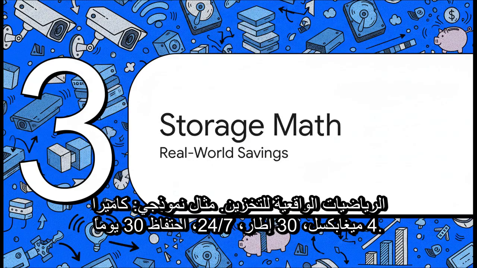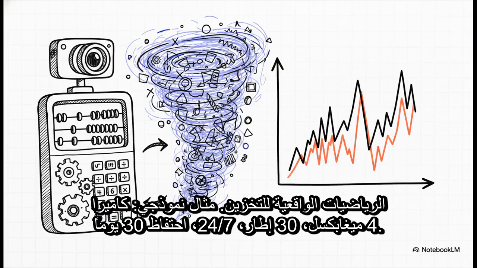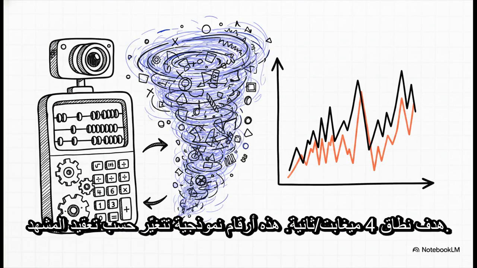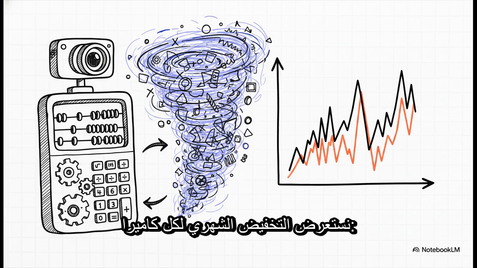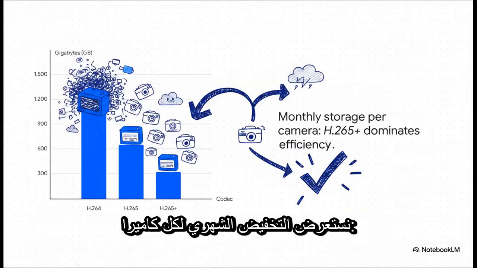Real-world storage math. Now for the fun part. Understanding how this underlying theory translates into physical storage drives and massive budget savings for your clients. Let's run some typical industry examples. We'll assume a standard 4-megapixel camera running at 30 frames per second, recording continuously 24/7 with a 30-day retention and targeting a 4 megabit per second bitrate. Now, I have to stress this. These are typical baseline numbers. Your actual real-world results are always going to depend heavily on your specific scene complexity. But just look at how drastically the monthly storage footprint steps down.